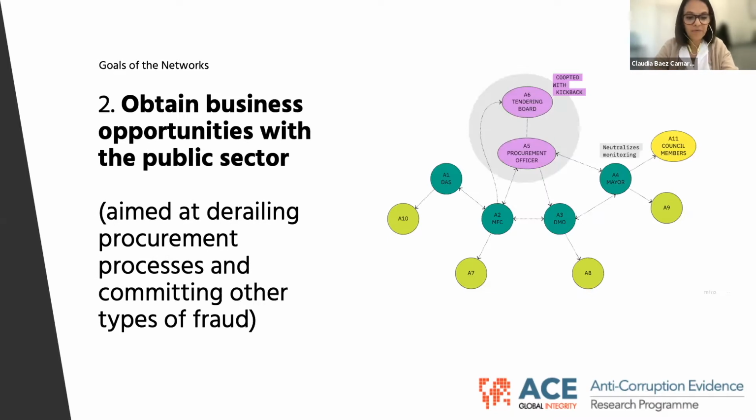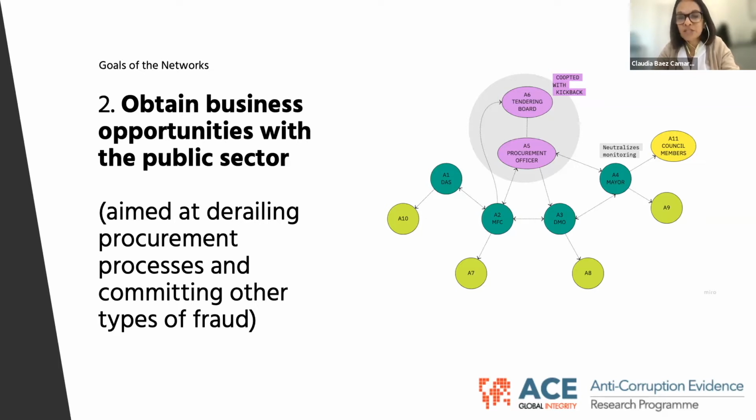The second type of goal for building or joining a network is to obtain business opportunities with the public sector. So this very often has to do with being awarded public contracts, which, as you know, can involve very large sums of money. And these networks are often aimed at derailing competitive procurement processes and committing other types of fraud in order to get the business.